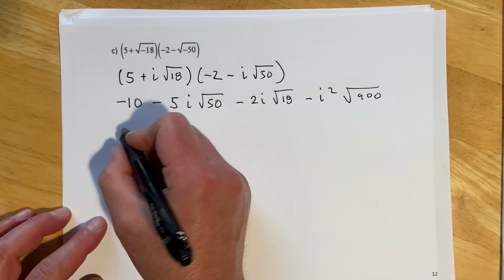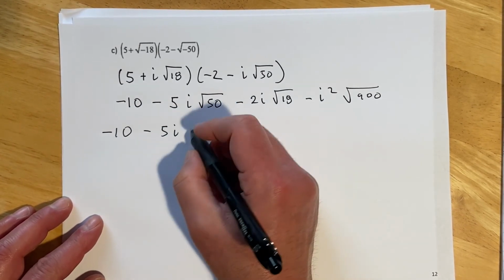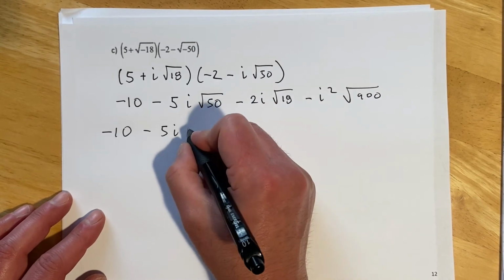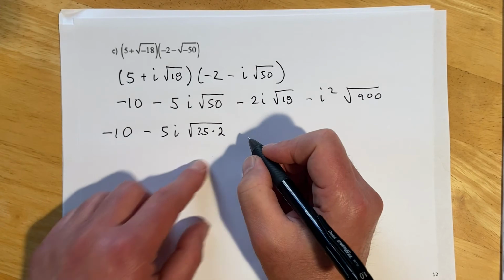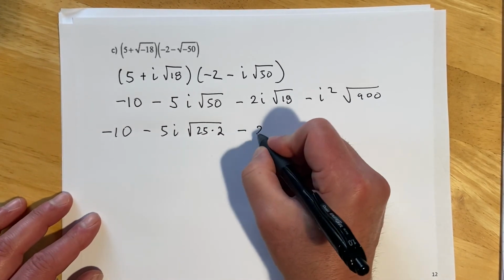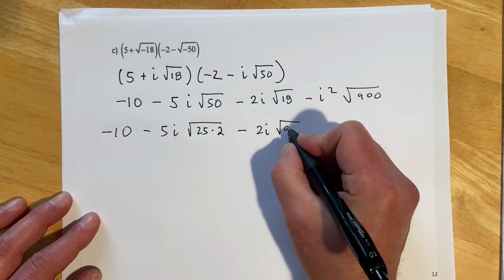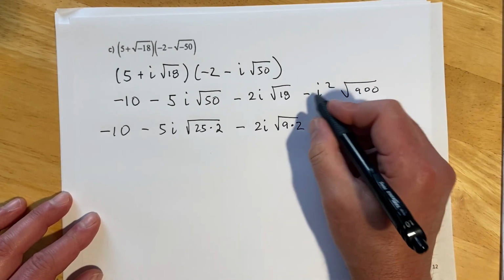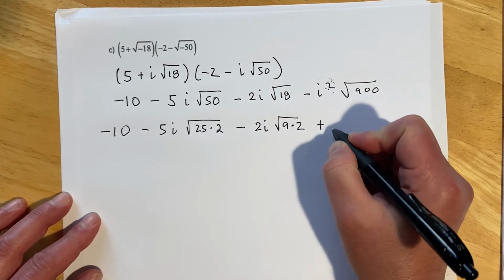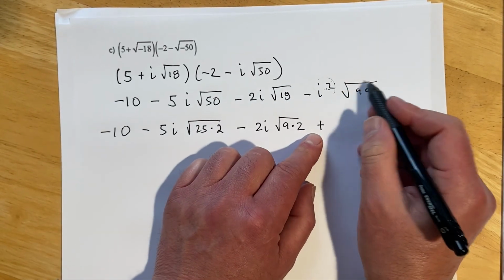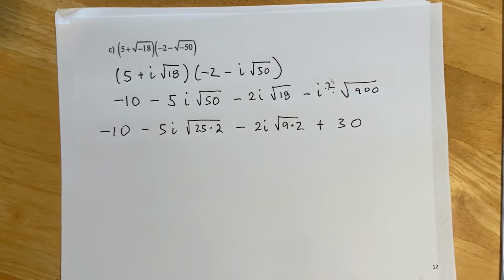And then here, so this is negative 10 minus 5i root 50. I'm going to think of this as 25 times 2 here in a second, and then I'll do a step with that. 2i, I'm going to think of that 18 as 9 times 2 in just a second. i squared, that's negative 1, so negative and negative, so I'm going to rewrite that as a plus from there, and then square root of 900 is 30, so we can get that part together.